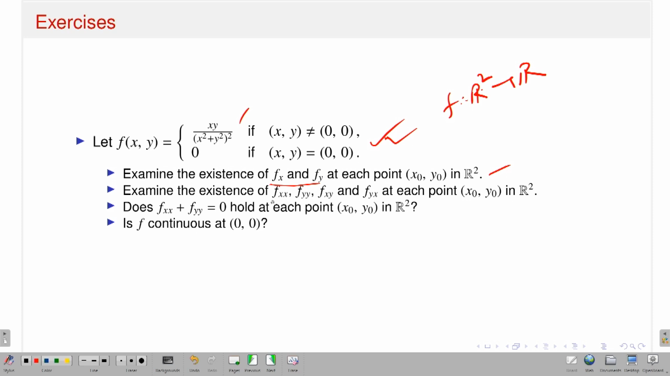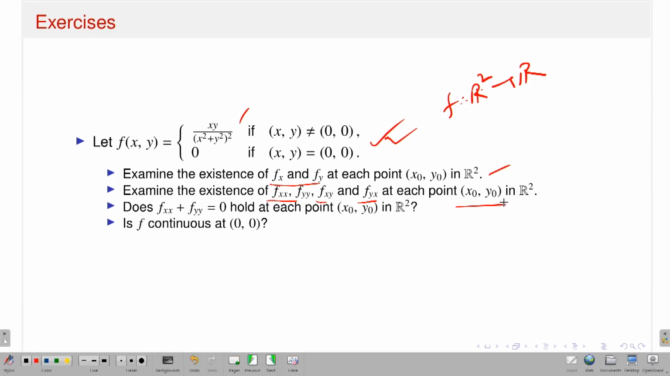That means these are mixed partial derivatives fxy, fyx, and again this is del 2f del x square. That means you perform the partial derivative of f with respect to x variable first, and again you perform the partial derivative with respect to x variable of the function del f del x. Similarly, this is fyy. So these are all second order partial derivatives. You can calculate them. Again, they should exist at each point.